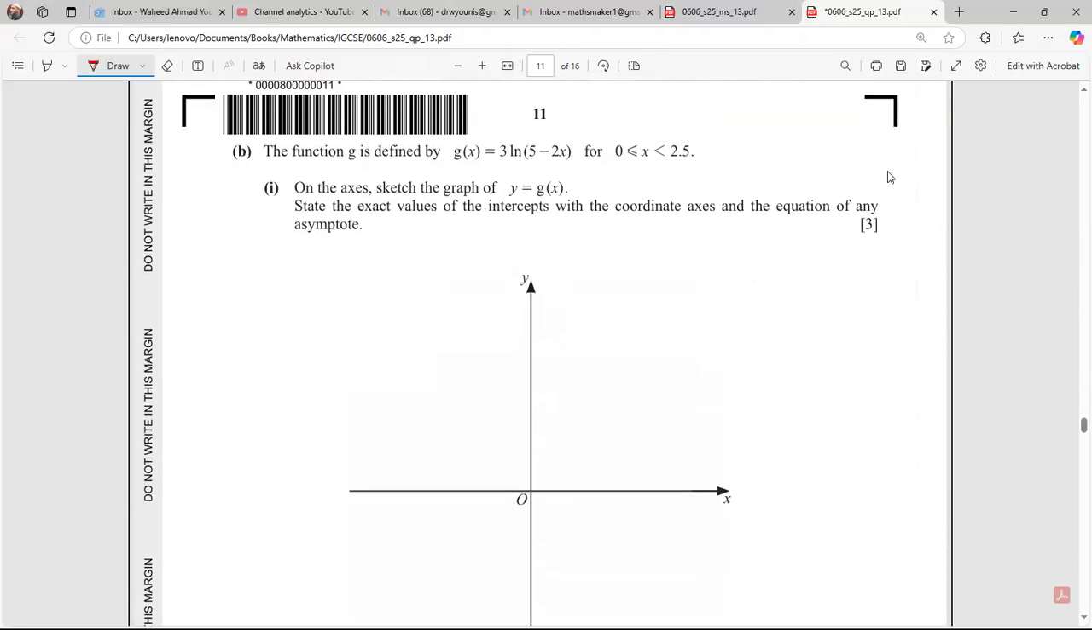Okay, now we will do part B. The function is defined by this one. On this, sketch this function. Remember, if I have this function y is equal to log x, how does it look like?